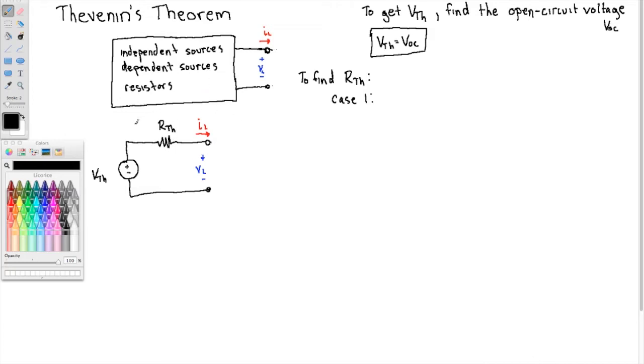So in this circuit here, this simple circuit, notice that if I turn off the independent source, that is, I make this a short circuit, then the resistance looking into the output terminals is simply the Thevenin resistance.